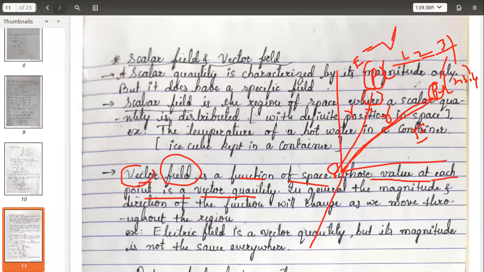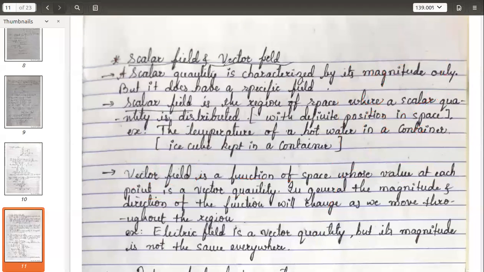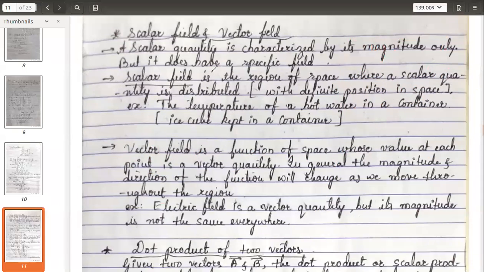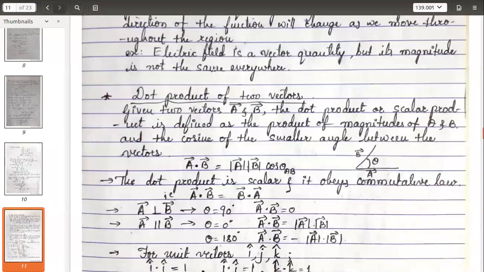Similarly for magnetic fields, direction will always be associated with the electric or magnetic fields. Hence, the distribution of electric field or magnetic field over a certain space, over a certain region, is an example of a vector field. I hope you understood the scalar field and vector field. Any doubts? Can we move to the next topic? You can just unmute and ask me, or I'll move to the next topic.